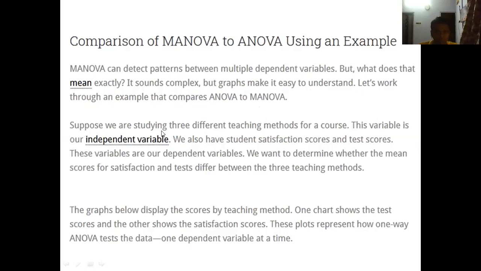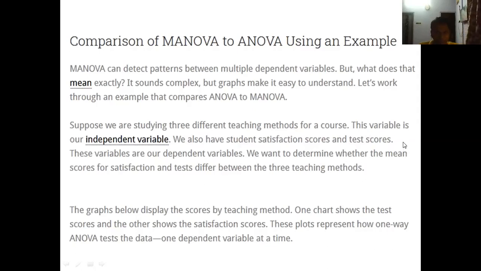Suppose we are studying three different teaching methods for a course. So this variable, the teaching method, is our independent variable. We also have student satisfaction scores and test scores. These variables are our dependent variables, satisfaction scores and test scores. We would like to determine whether the mean scores for satisfaction and tests differ between the three teaching methods.